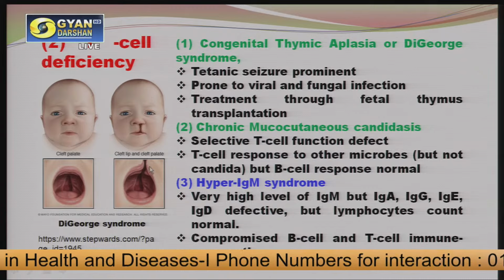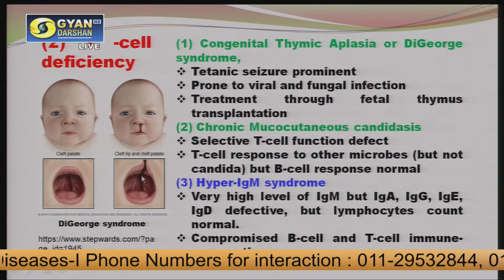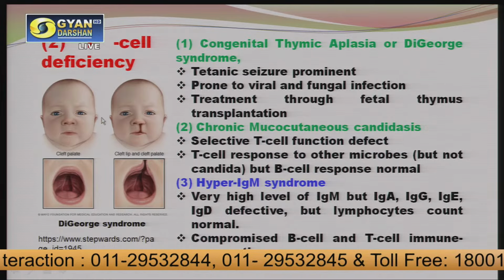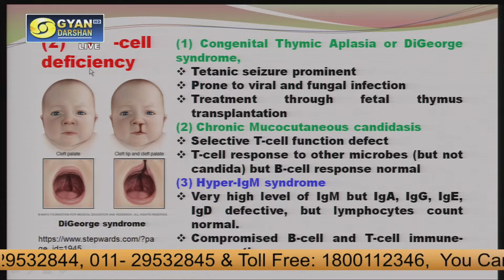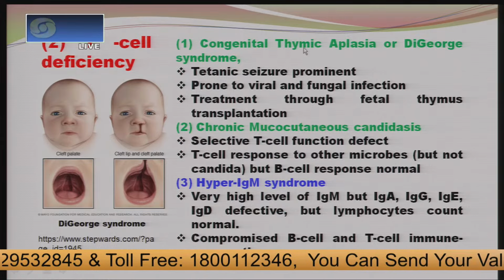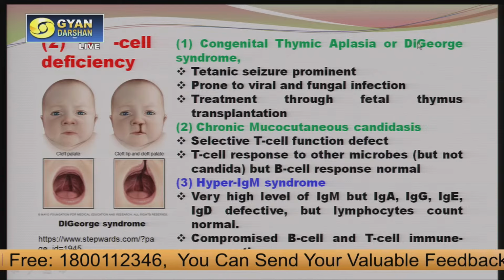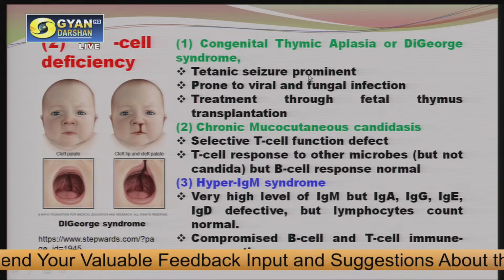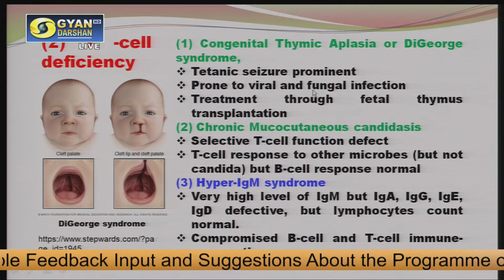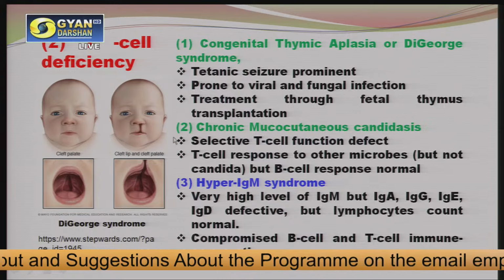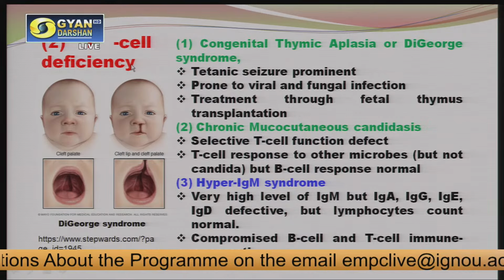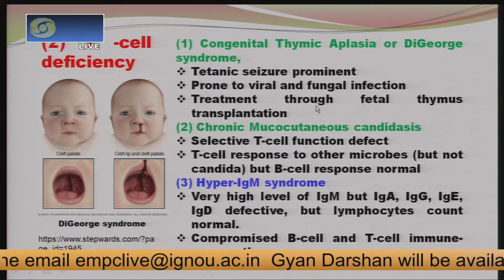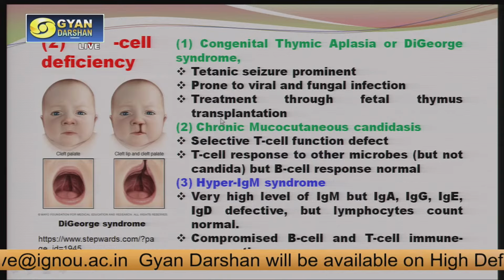Here the deformation will be inside the mouth of the particular baby. So T cell deficiency is congenital thymic aplasia, or DiGeorge syndrome, and tetanic seizures are prominent, with proneness to viral and fungal infections. If a person has T cell deficiency, they will be prone to viral and fungal infection. Treatment is through fetal thymus transplantation.